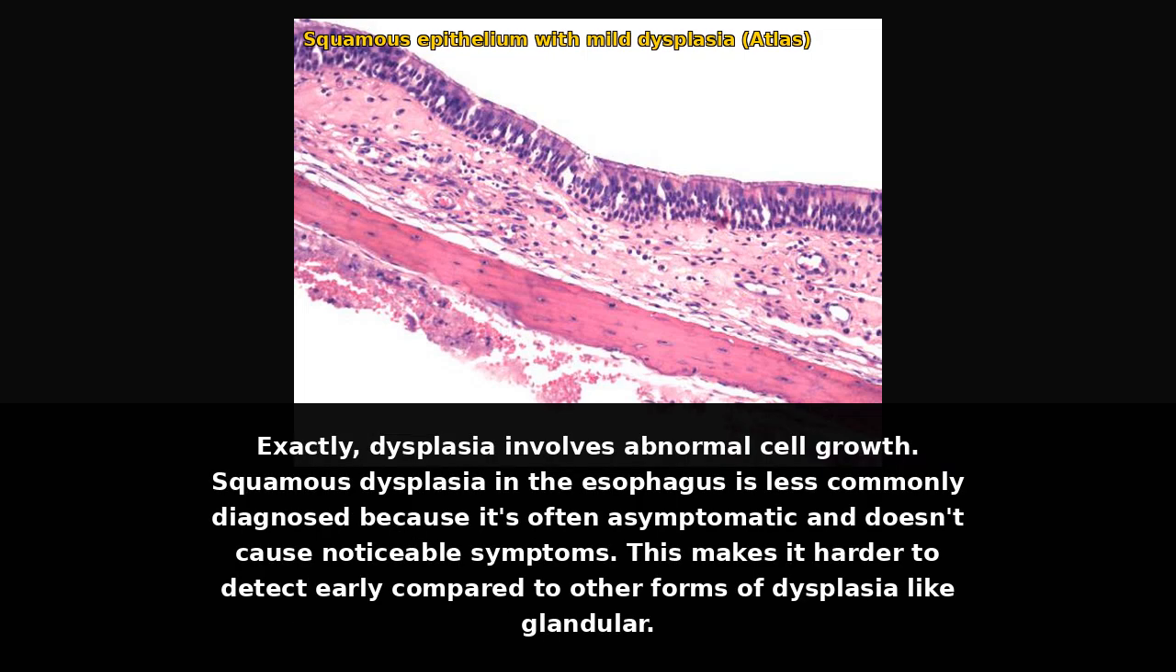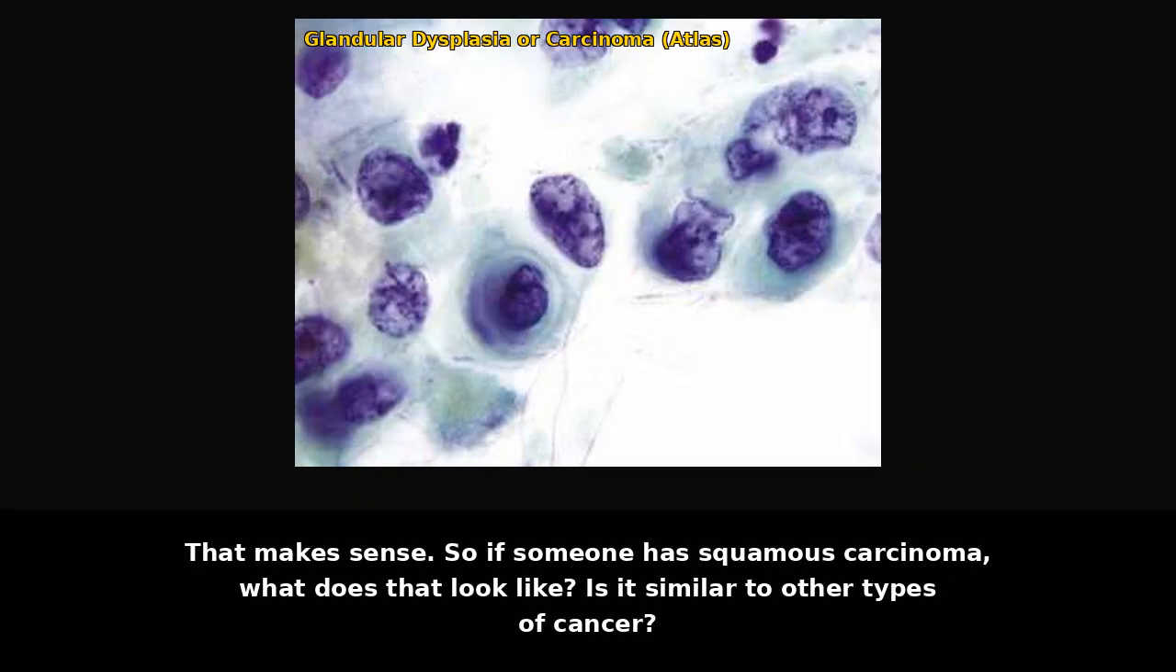Exactly. Dysplasia involves abnormal cell growth. Squamous dysplasia in the esophagus is less commonly diagnosed because it's often asymptomatic and doesn't cause noticeable symptoms. This makes it harder to detect early compared to other forms of dysplasia, like glandular. That makes sense.